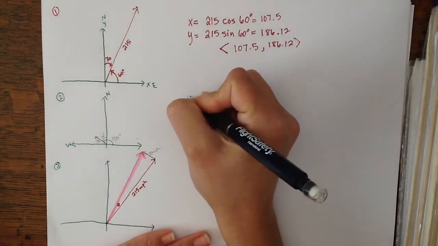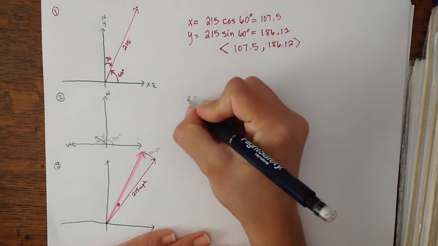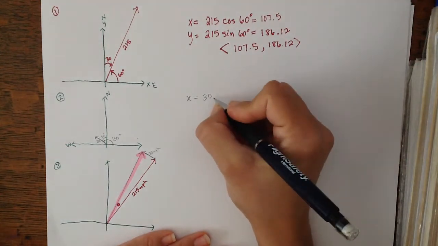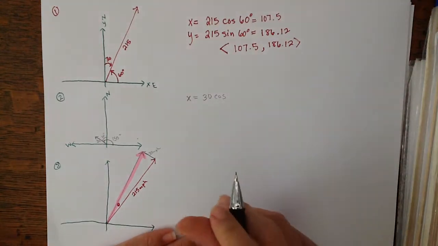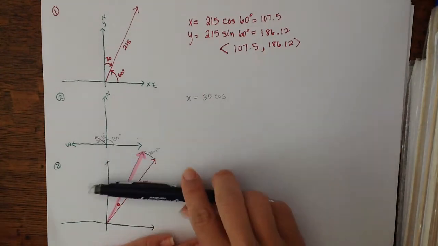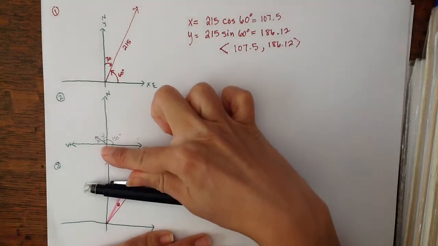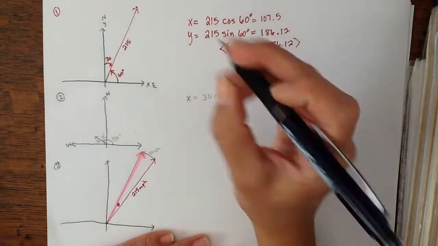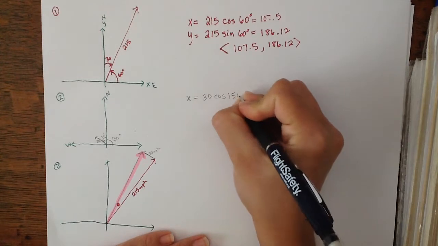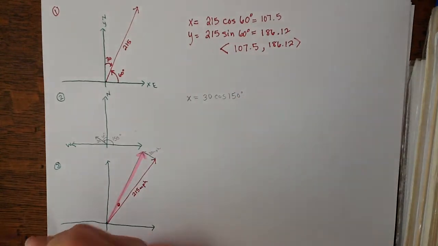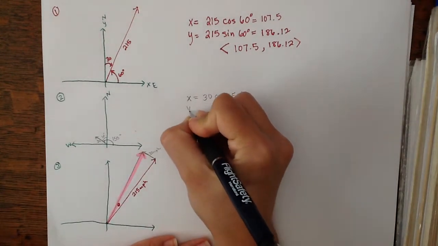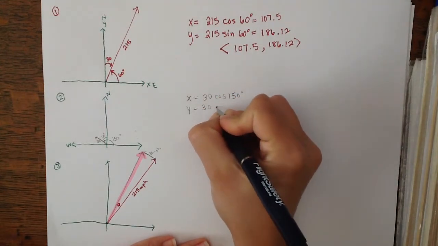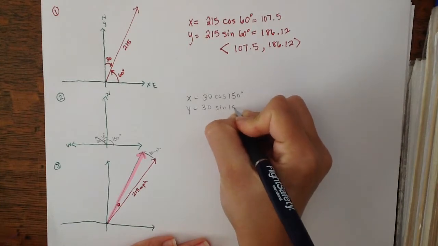So for our x value, we still take the magnitude of that vector, which again was 30 miles per hour, times the cosine of our angle from standard position. Again, it starts by lining up with the x-axis and rotating around, and that was 150 degrees. Then our y component, the vertical component, is the magnitude times the sine of 150 degrees.